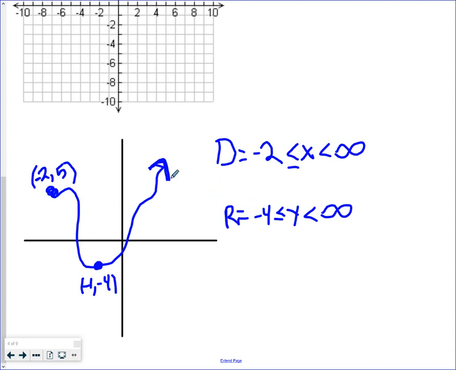So you can have a mixture of both. You can put in these infinities when they're appropriate. Again, a quick rule of thumb is if your graph goes on forever to the right, then you have positive infinity on the right of your inequality. If your graph goes on forever to the left, then you have a negative infinity to the left of your inequality. If your graph goes forever up, you have a positive infinity on the right of your range. If your graph goes forever down, you have a negative infinity on the left of your range. Okay? So these aren't too common, but they do pop up every now and then.